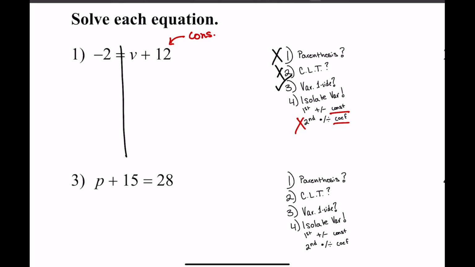So our options say to either add or subtract a constant. Well, we're trying to get the variable alone, which means we have to do the opposite of what we see happening there. So that means we have to subtract that 12 on both sides. It cancels so that I can get my v alone. That is our goal. And then negative 2 minus 12 is negative 14. And there we go, we are done.